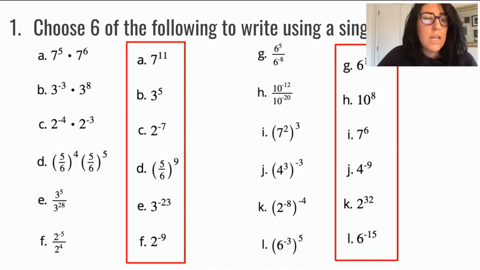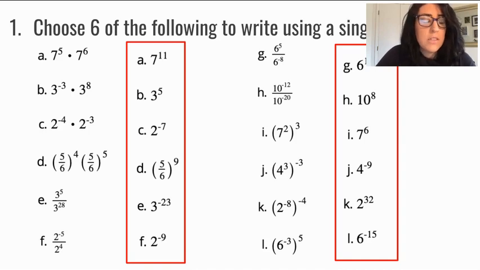So when you look at A through D, all of those are products. And when we apply the rule, we are just adding our exponents together. So A, you're adding 5 and 6 together to get the exponent of 11. B, you're adding the 8 and the negative 3 together. C, you're adding the negative 4 and the negative 3 together. So when you look at D, it's all the same thing, just with that fraction base. So we would be adding 4 and 5 together.